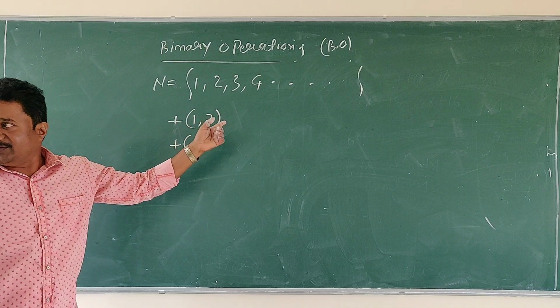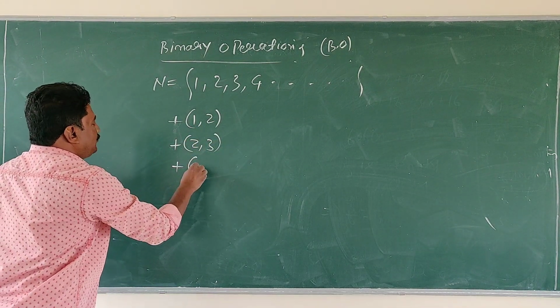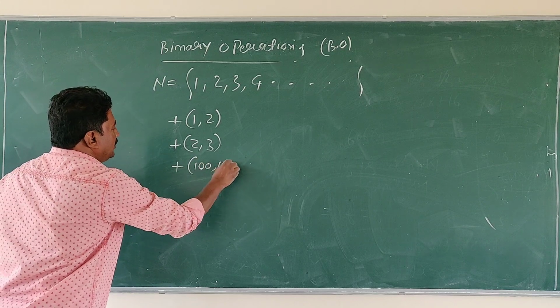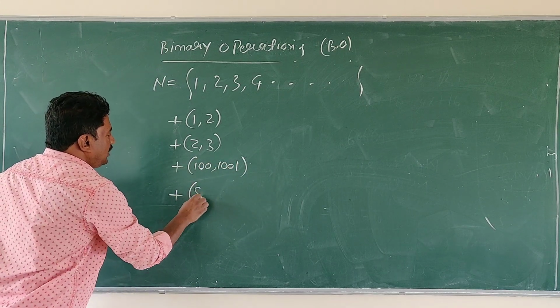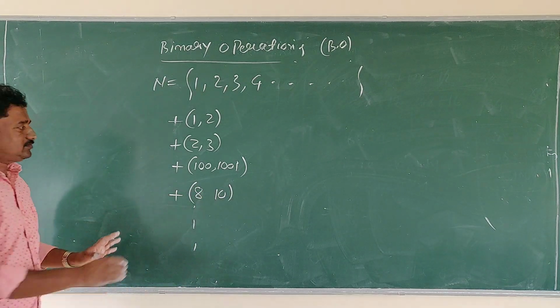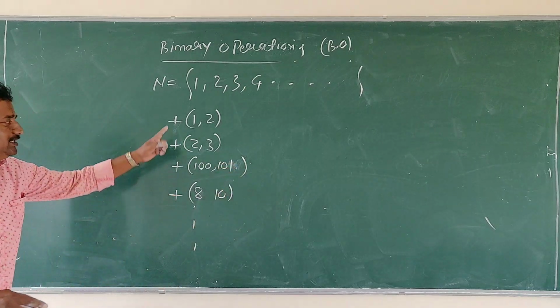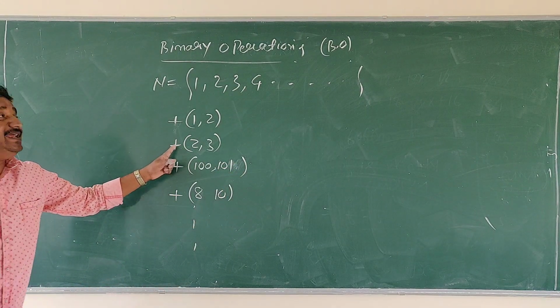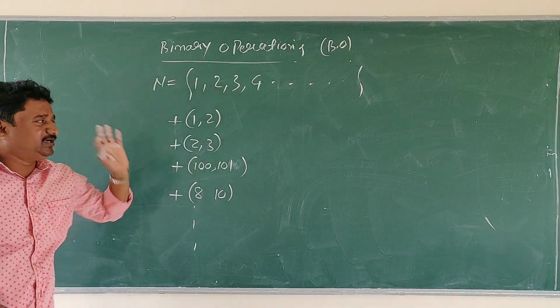Plus of 2, 3. I take plus of 100, 101. I take plus of 8, 10. So similarly, you can operate this plus on any ordered pair of natural numbers, right?